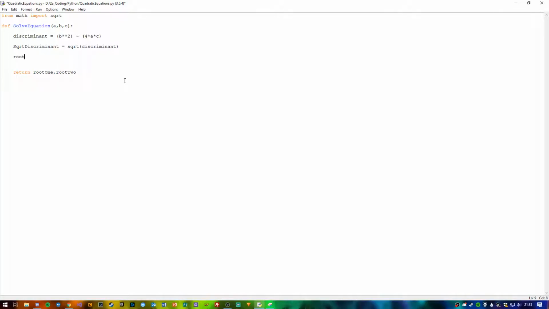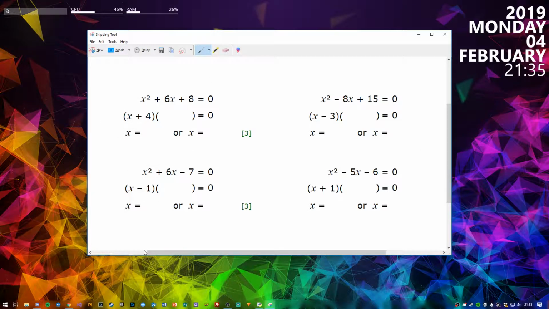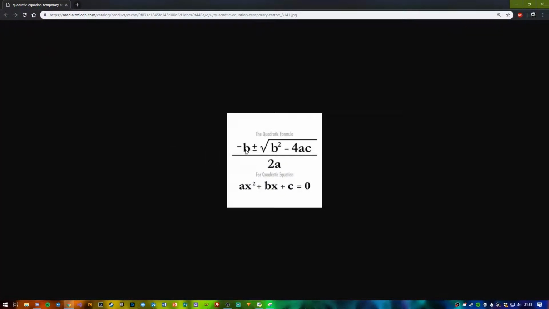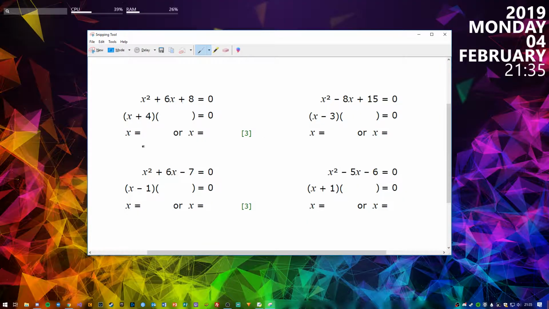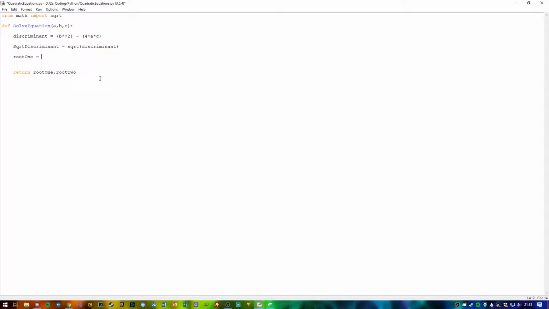And then root 1 is going to be minus b plus that over 2a, and root 2 is going to be minus b take that over 2a. So we're going to have minus b plus square root of the discriminant divided by 2 times a. And then we're going to do the same thing with minus, so equals minus b take the square root of the discriminant, divided by 2a. And now we've got a function that will return these two.